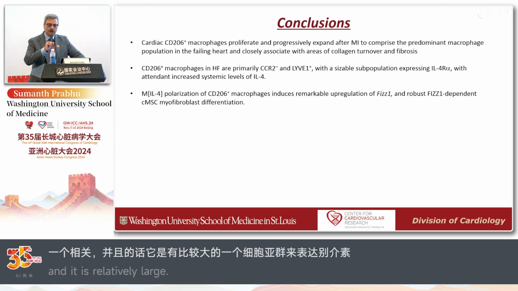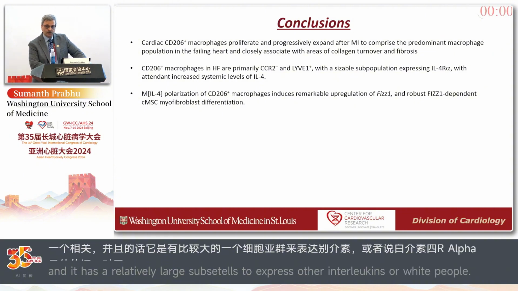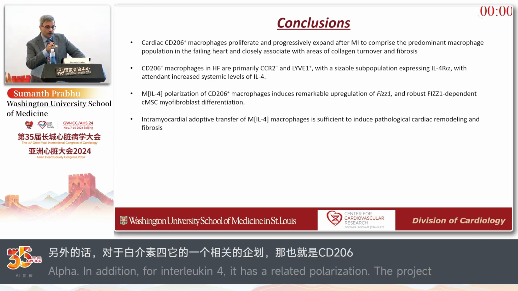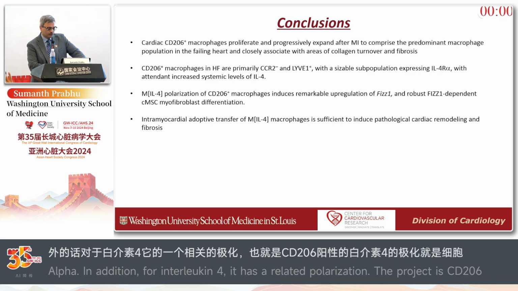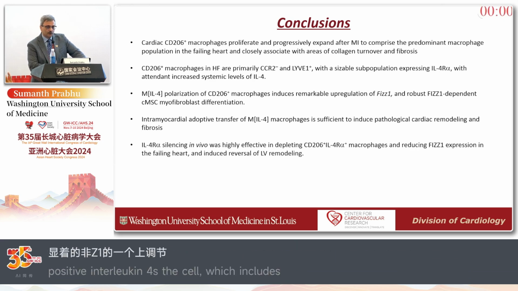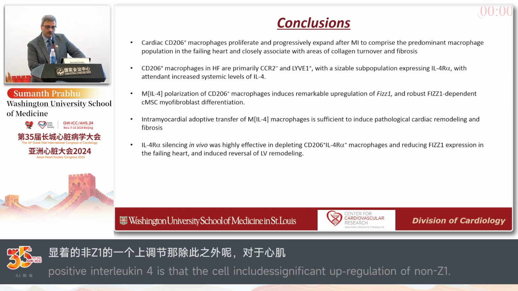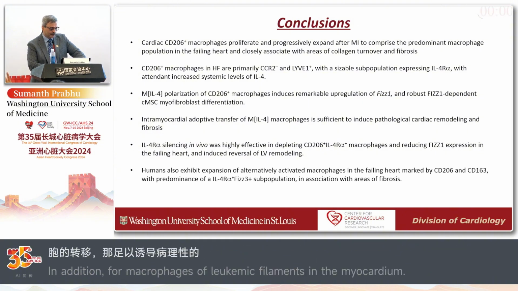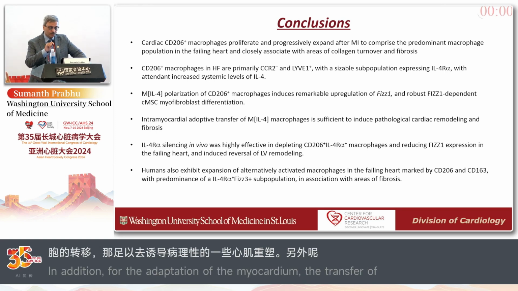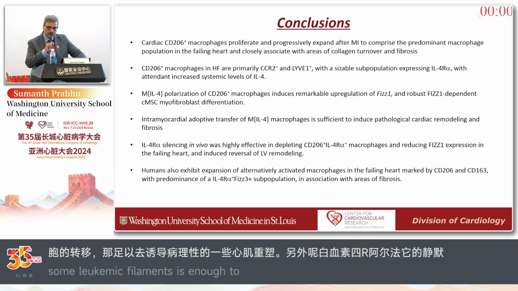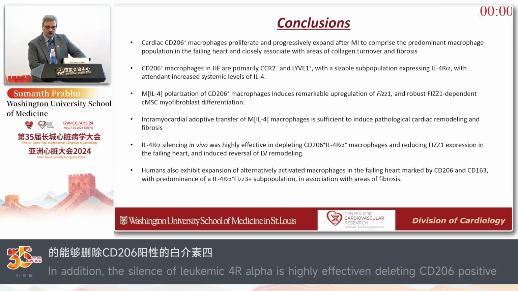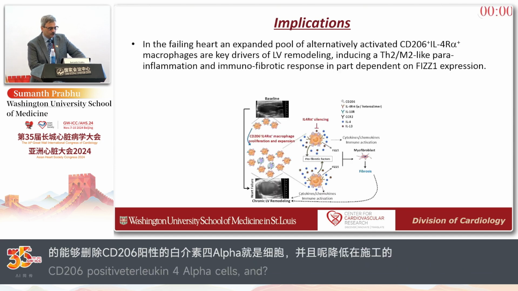That if we look at macrophages that are polarized by IL-4, we see an increase in FISI1 and FISI1-dependent myofibroblast differentiation. That intramyocardial adoptive transfer of IL-4 polarized macrophages is sufficient to induce remodeling. The flip side is that IL-4 receptor alpha silencing reverses remodeling and depletes CD206 positive macrophages, and that humans also express an expansion of alternatively activated macrophages marked by CD206 and CD163, again with association with FISI3, the human analog of FISI1, and association with fibrosis.